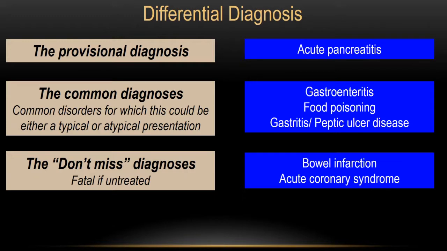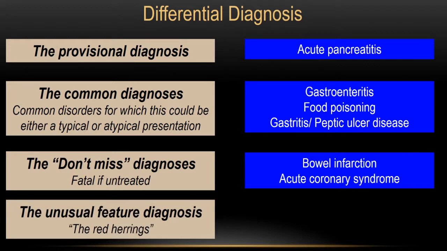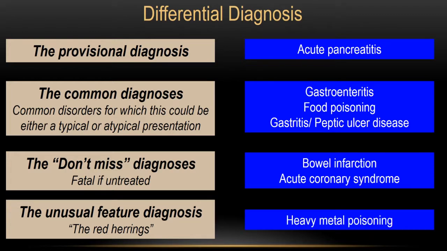And acute coronary syndrome. Imagine that this patient had a heart attack and he should have received some treatment for his heart attack, like some coronary intervention or something, and you miss time trying to examine the patient's abdomen. This could be very serious. So the don't miss diagnoses are going to be the bowel infarction and the acute coronary syndrome. And finally, the unusual feature diagnosis related to this new well around the patient's house is heavy metal poisoning. So this is going to be the full list of my differential diagnosis.